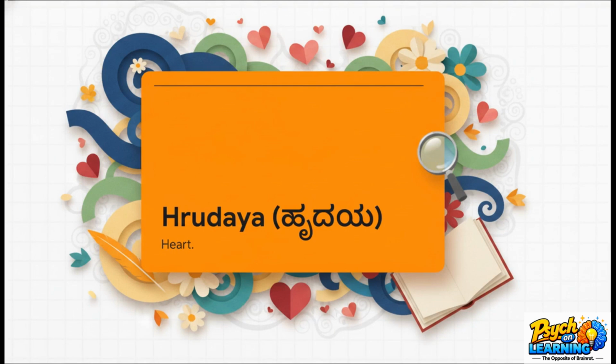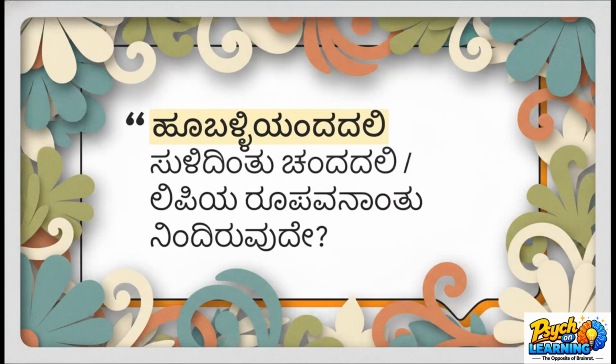And all this joy, it comes from one very special place, the hridaya. Hridaya means heart. A super simple sentence for you is Nanna hridaya khushiagide, meaning my heart is happy. You see, poets always believe that the absolute best art and the most beautiful writing comes straight from a happy and loving heart. Watch how this beauty actually grows in the poet's mind.